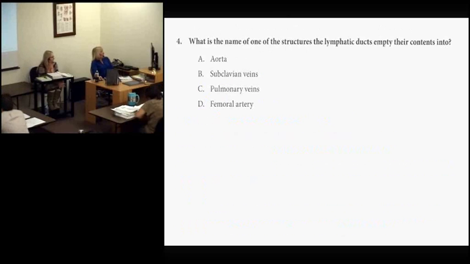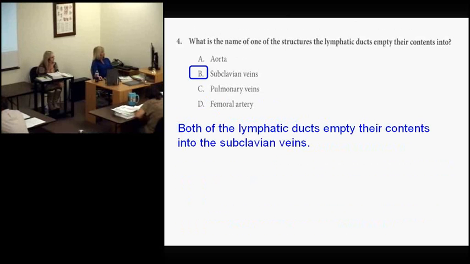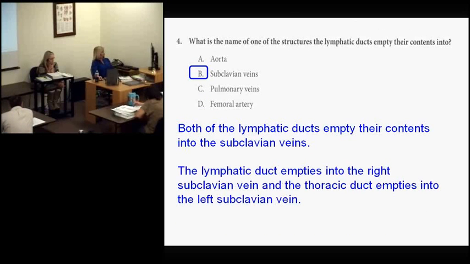Number 4, what is the name of one of the structures the lymphatic ducts empty their contents into? Would be B, the subclavian veins. So both of the lymphatic ducts empty their contents into the subclavian veins. The right lymphatic duct empties into the right subclavian vein, and the thoracic duct empties into the left subclavian vein.